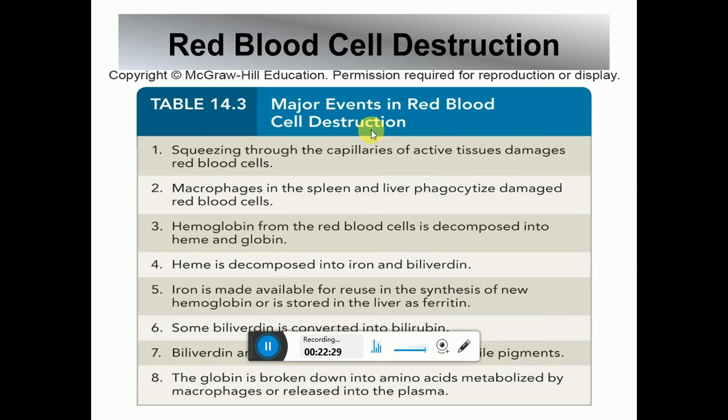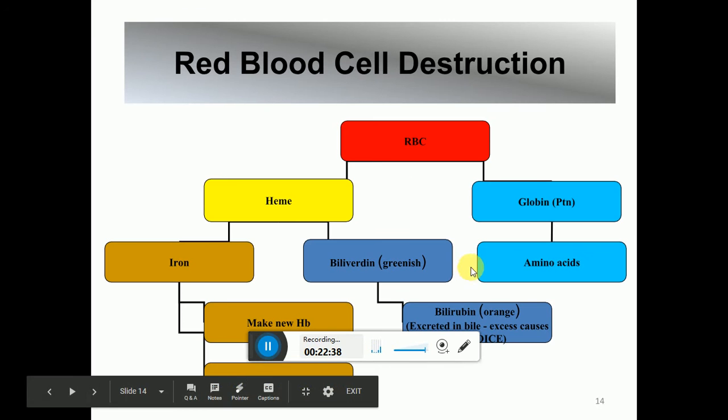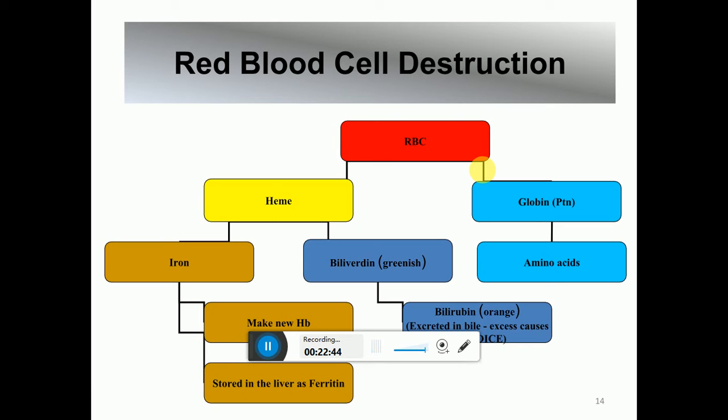And they're going to be eaten up by macrophages that are found in the spleen and in the liver. So all the changes that we're going to talk about in this graph happen inside of the spleen and in the liver by the macrophages. So you see here that the RBC is made out of heme and globin.